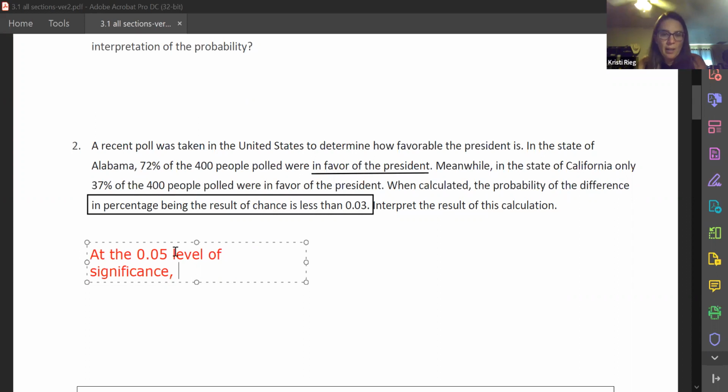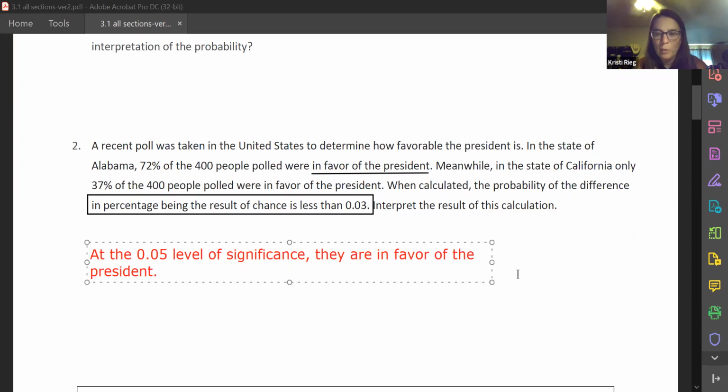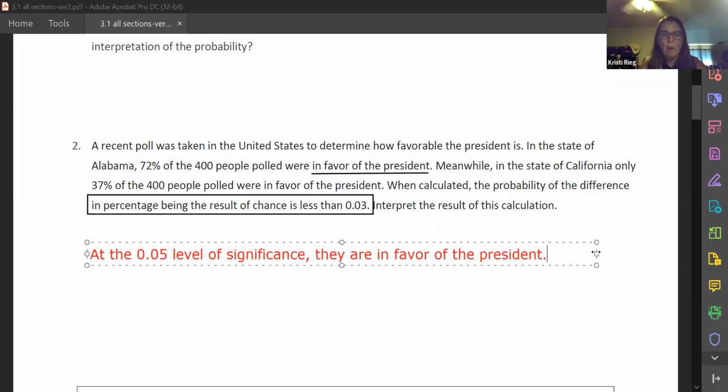And then we say what they're in favor of, the president, something like that. It doesn't have to be perfectly worded. Again, you're going to be doing multiple choice for this type of problem, both on the test and on the homework. I just want you to be focusing on that level of significance. One, which number is it? And two, don't make conclusions that we haven't talked about. So these are the only types of conclusions we're talking about.